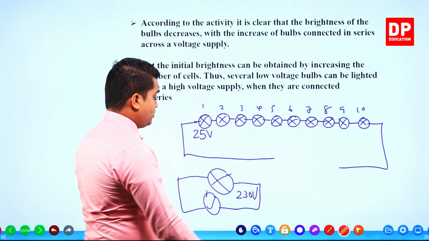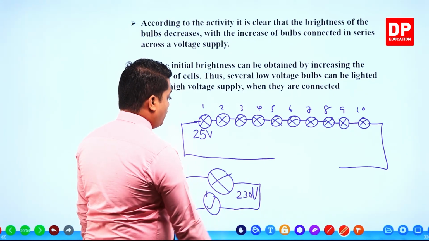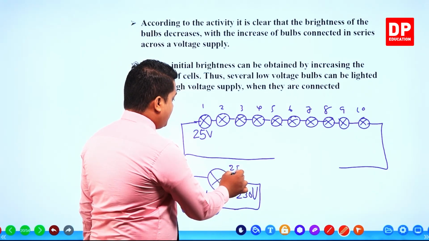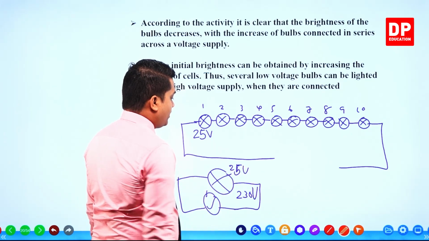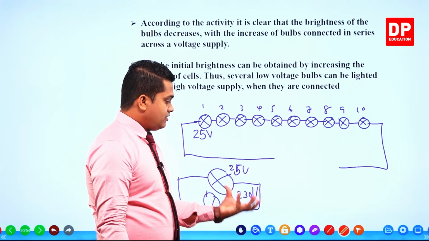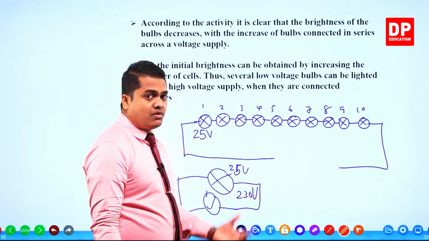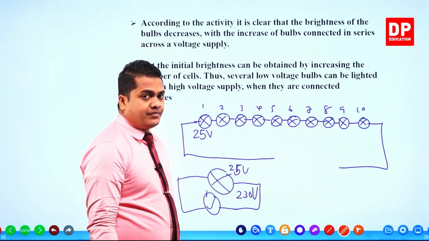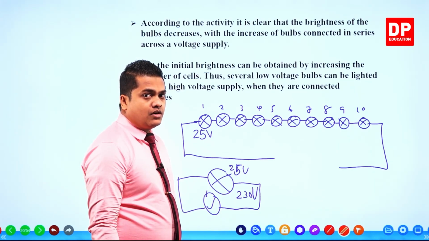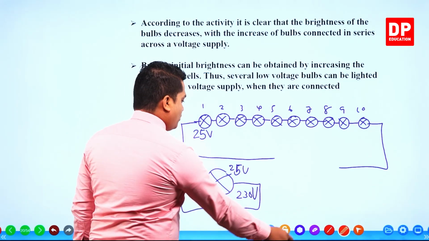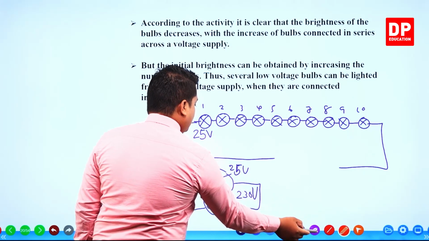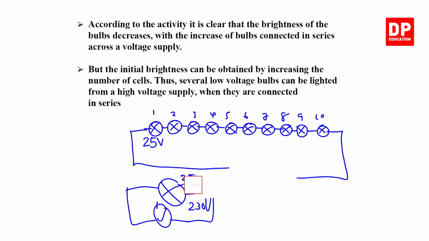Why? Because 230 volts is given. However, this can bear up to only 25 volts. What will happen then? This is so much greater than the maximum amount which the bulb can bear. Definitely the bulb will burn out. But what will happen if you connect 10 bulbs like this?